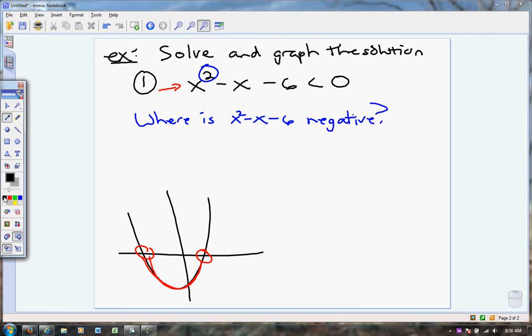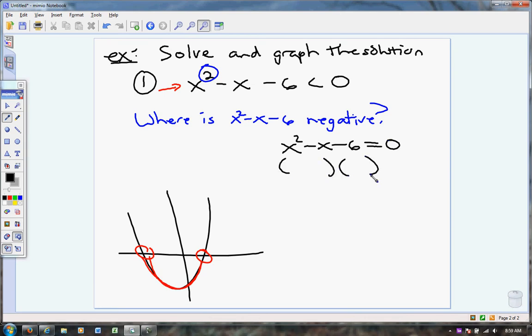This one's easy. So we're going to set x squared minus x minus 6 equal to 0. And we're going to solve it just like we did in this unit. This one factors pretty easy into x minus 3, x plus 2.